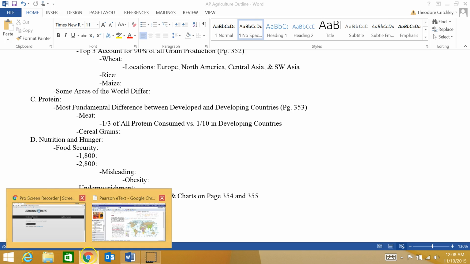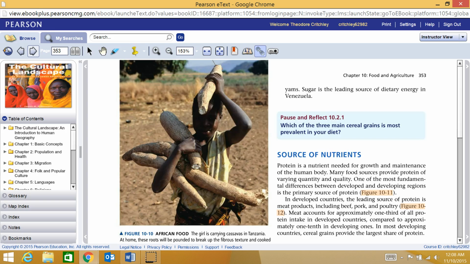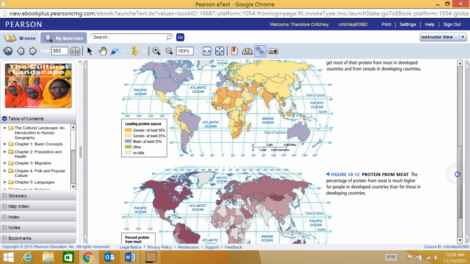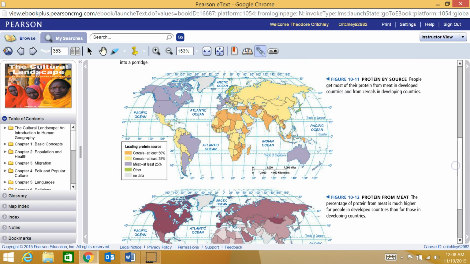Now, going back, you can take a look at it. If you want to take a quick look at page 353 right here as it loads up. So we take a look right here, and you again can take a look at this graphic right here.